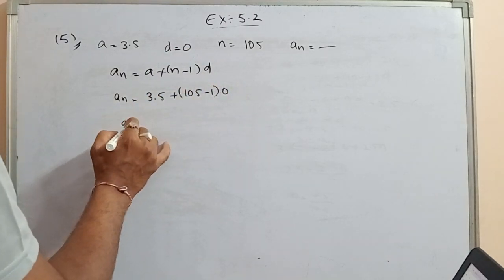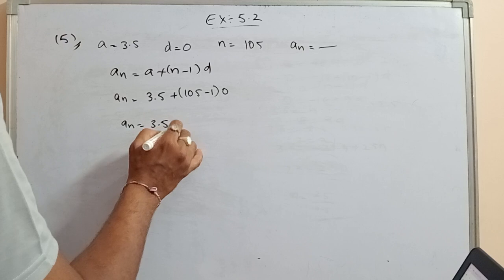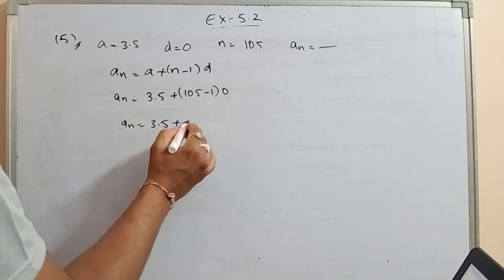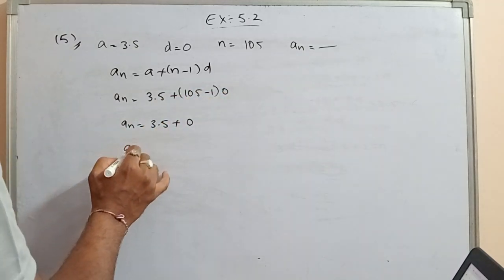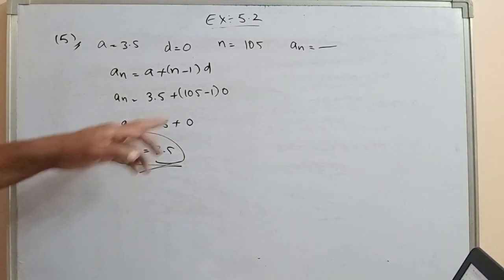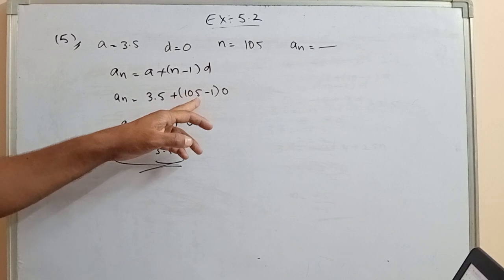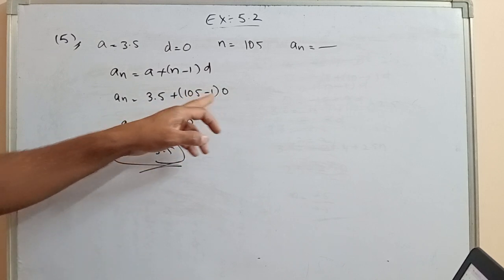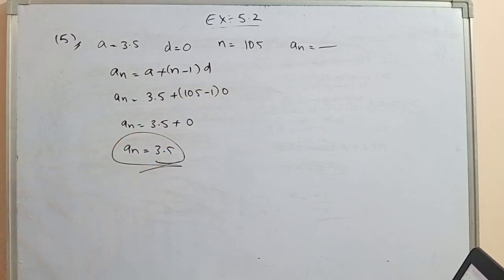Why? Because an is equal to 3.5 plus something multiplied by 0, and anything multiplied by 0 makes 0, right? So an is equal to 3.5. In order to see it, 105 minus 1 is 104, 104 into 0 is nothing but 0, right? So directly I have given the direct step over here.